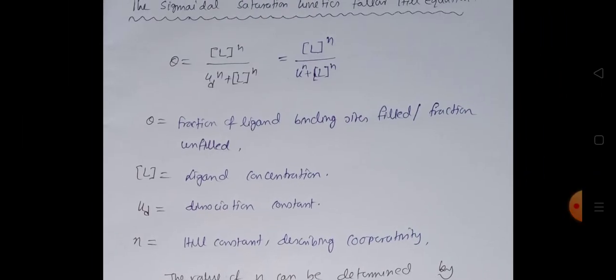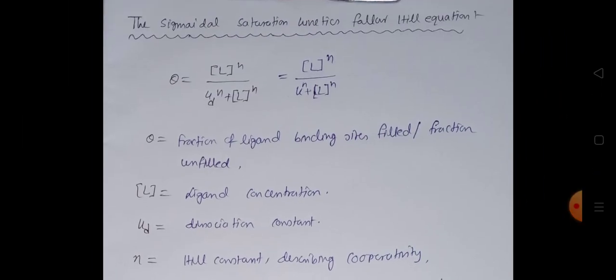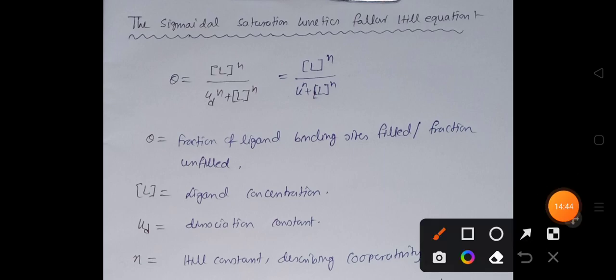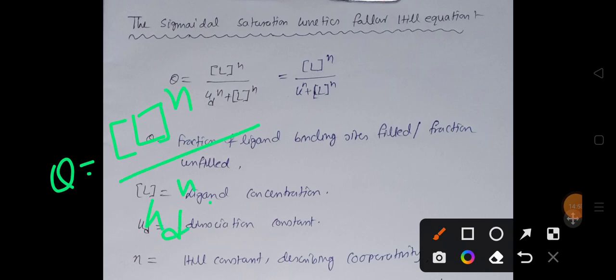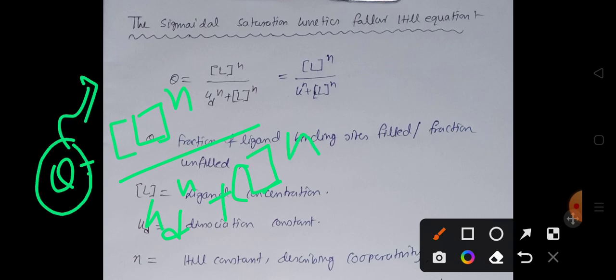If we repeat the concept of the Hill equation, remember, as we have seen, normal enzymes follow the Michaelis Menten equation, just like that allosteric enzymes follow the Hill equation, where the equation is theta is equal to concentration of L to the power n divided by Kd to the power n plus L to the power n. Here theta is the fraction of the ligand binding site filled or unfilled, L is the concentration of the ligand, Kd is the dissociation constant, and n is the Hill constant. The Hill constant describes the cooperativity, and that is why it is very, very important.